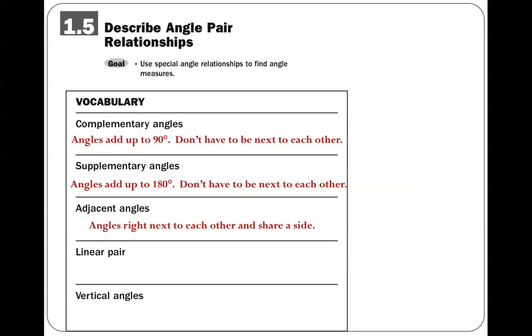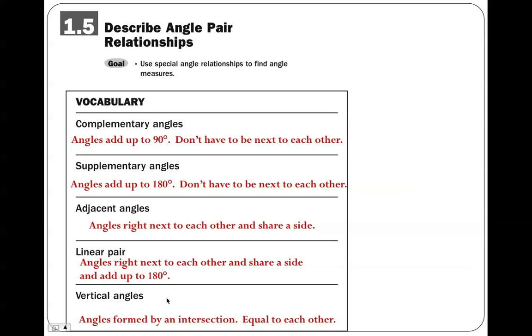Adjacent angles are angles that are right next to each other, though they do have to share a side. Linear pair, these are also angles that are right next to each other. They share a side and they add up to 180. Vertical angles are formed by lines or segments that intersect each other, and these angles are equal to each other. And I will provide some examples of these in the next couple of slides. So pause this right now and write this down.